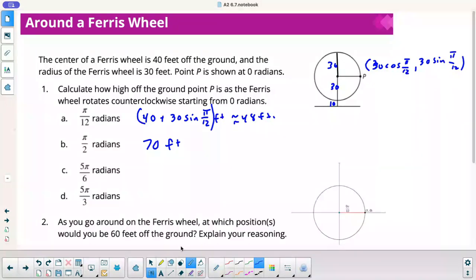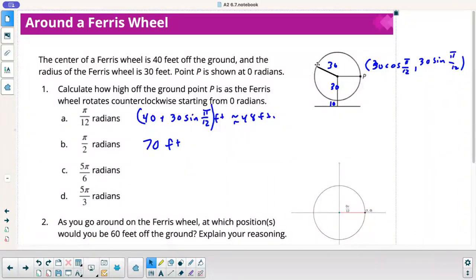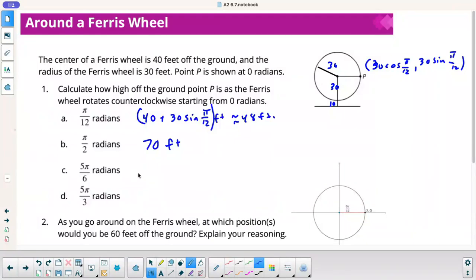5 pi over 6. 5 pi over 6, that's right there. It's like I take half a circle, divide it into 6 slices, and I need to count 5 of them. So it's going to be right there. So the y coordinate is going to be 30 sine 5 pi over 6.